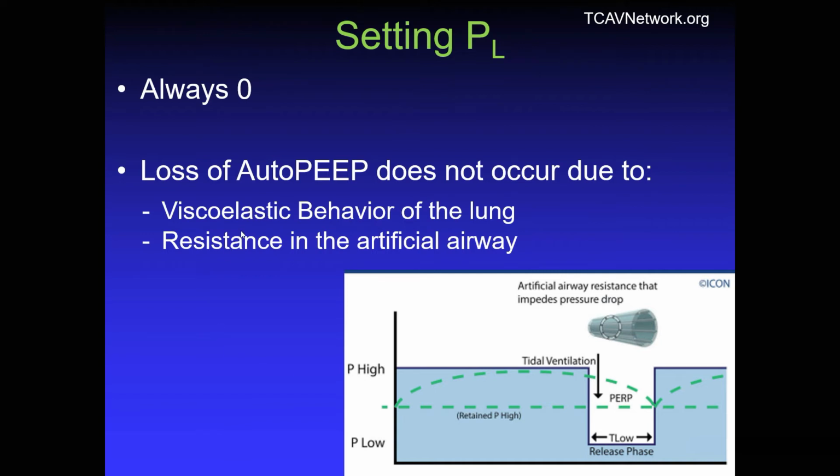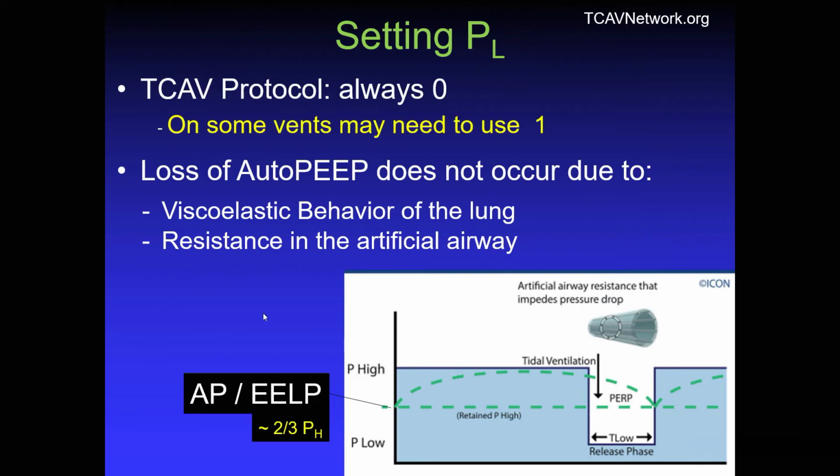The viscoelastic behavior of the lung, as well as the resistance in the artificial airway, both result in it taking about 1.5 seconds for pressure equilibration to occur. Most T lows in TCAV are between 0.2 and 0.8 seconds, so there's not time to equilibrate to the set P low of 0. So even though P low is set to 0, you're not actually dropping to a P low of 0. The pressure typically only makes it about a third of the way down. And so you don't lose the auto peak because the pressure is never dropping close to 0.